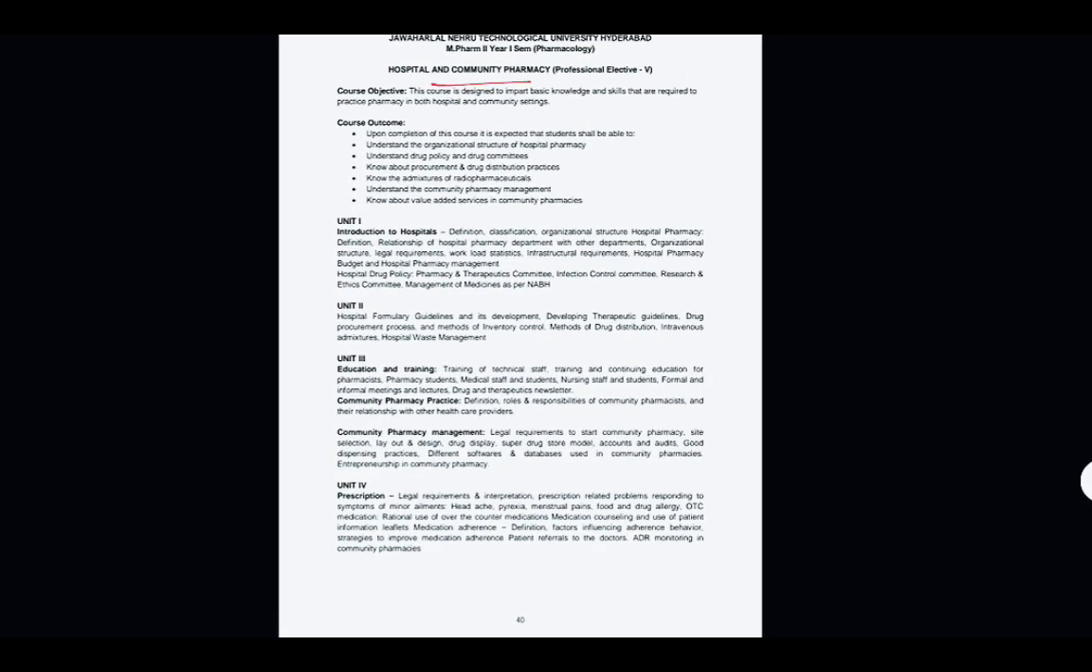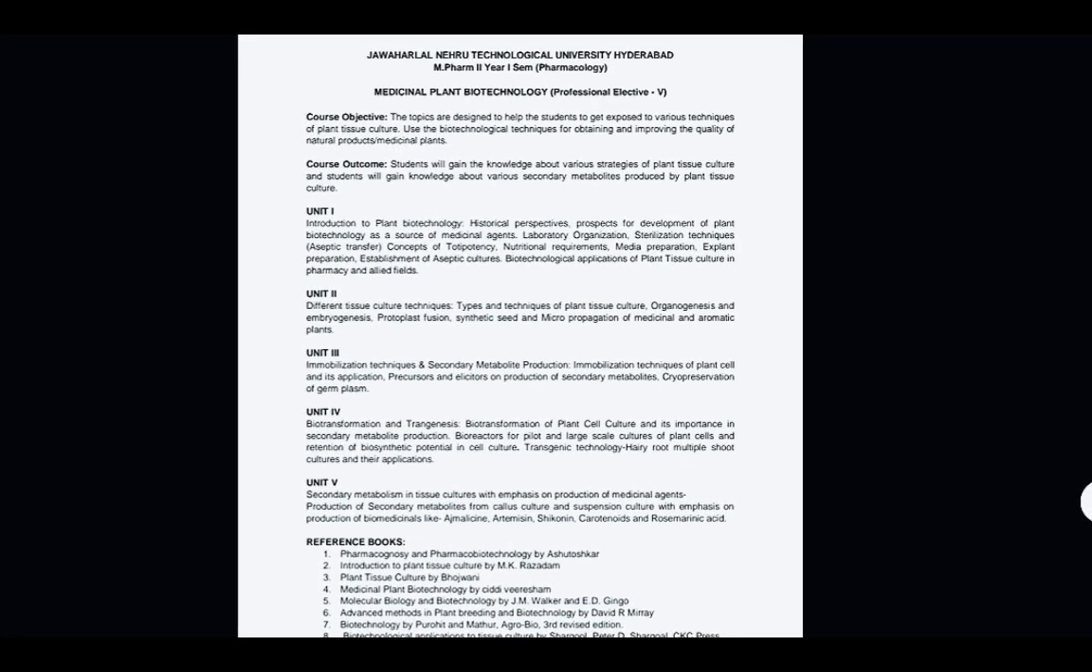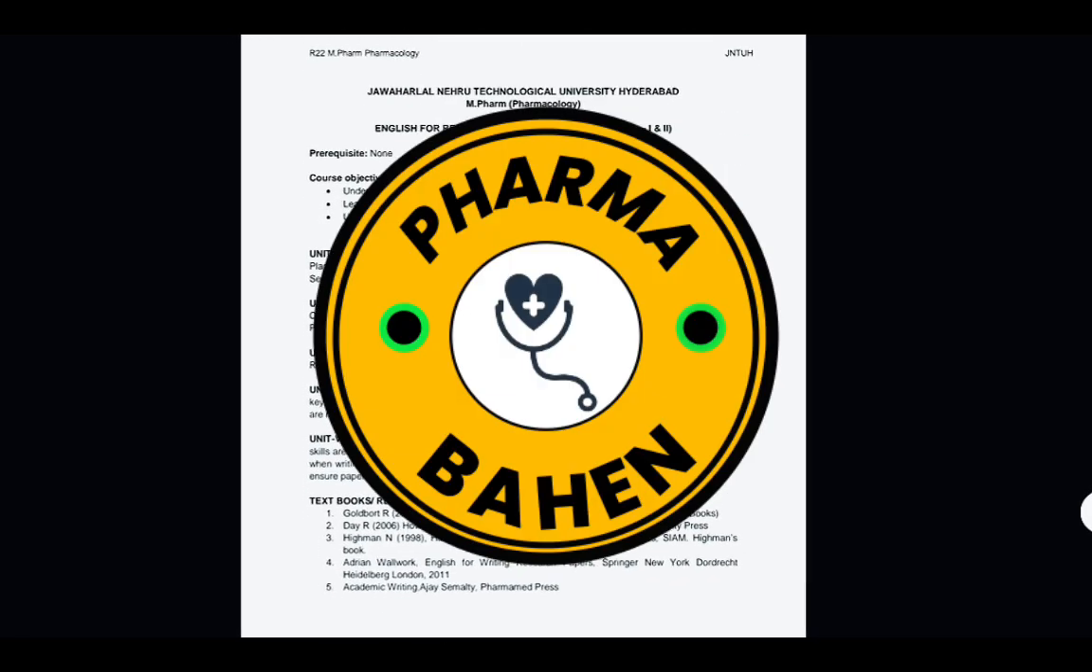Hospital and community pharmacy. In this, introduction to hospitals, hospital formulary, guidelines and development, education and training, community pharmacy practice, community pharmacy management, prescriptions. Then we have medicinal plant biotechnology. In this, introduction to plant biology, plant biotechnology, different tissue culture techniques, immobilization techniques, biotransformation and transgenesis, secondary metabolism in tissue culture with emphasis on production of medicinal agents. Then we have research paper.